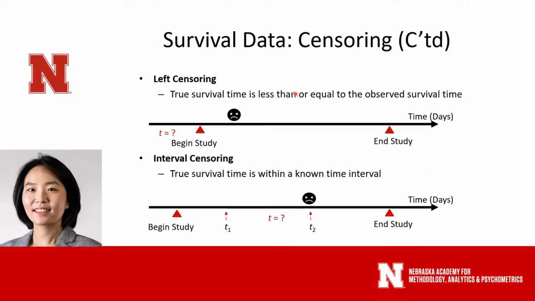So there are different types of censoring. Left censoring is where the true survivor time is less than or equal to the observed survivor time, and this happens when an event occurred before the beginning of the study. Interval censoring is where the true survivor time is within a known time interval. So we know that an event happened sometime between T1 and T2, but we don't know the exact point where the event happened. Those are left censoring and interval censoring, but they are not going to be considered in this presentation.